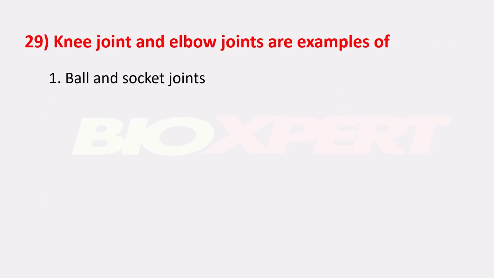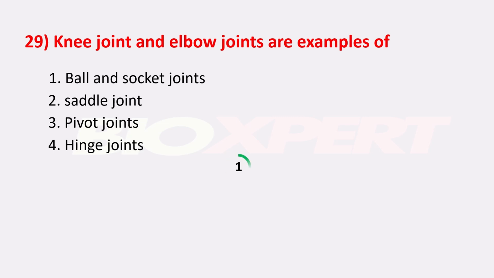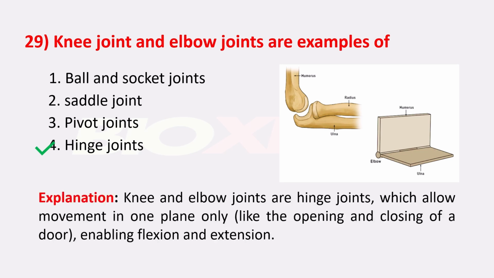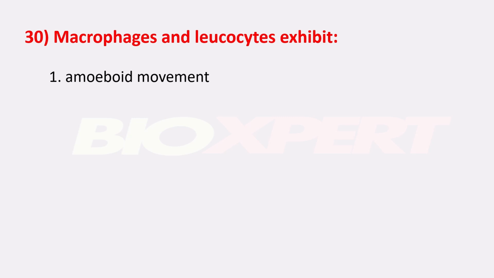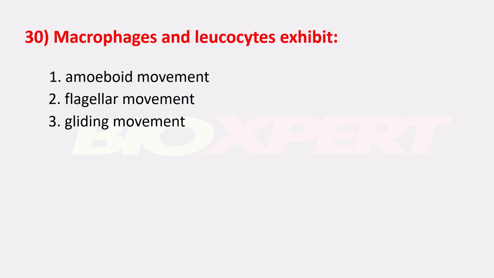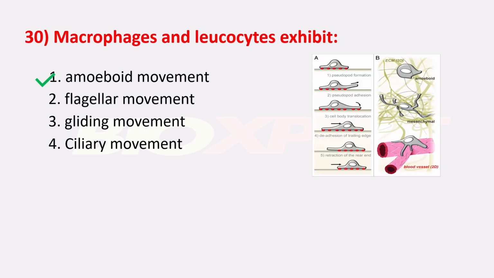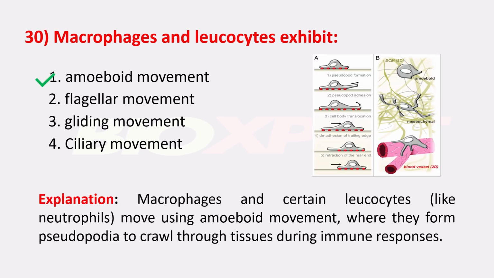Knee joint and elbow joints are examples of hinge joints. Knee and elbow joints are hinge joints which allow movement in one plane only, enabling flexion and extension. Macrophages and leukocytes exhibit amoeboid movement. Macrophages and certain leukocytes move using amoeboid movement, where they form pseudopodia to crawl through tissues during immune responses.